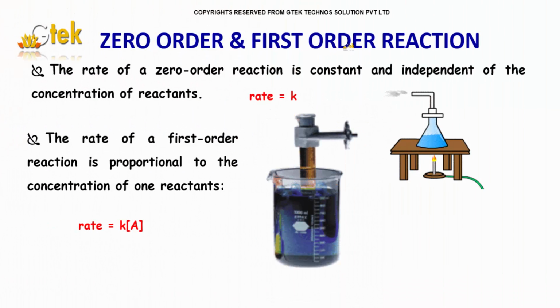Here is the first order reaction. The rate of a zero order reaction is constant and independent of the concentration of reactants. That's your zero order. The rate is k. Whereas the rate of a first order reaction is proportional to the concentration of one reactant. That's your first order reaction. It doesn't have any reaction with the other, and it depends on one reactant.